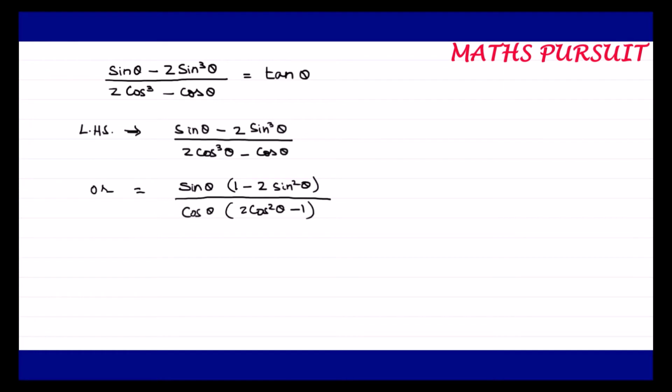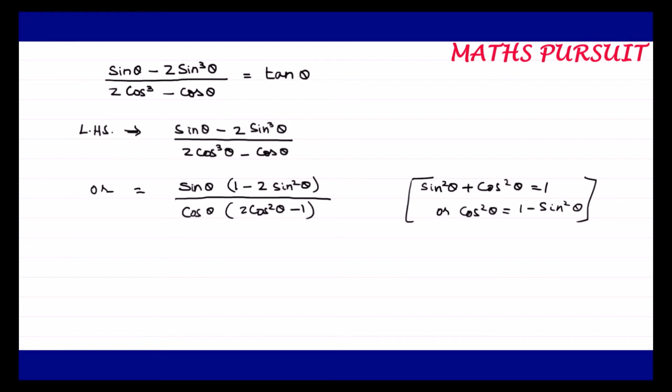Now guys, we very well know the identity. What we know? We know that sin square theta plus cos square theta is equal to 1, or I can write cos square theta is equal to 1 minus sin square theta. So if you look here, we know sin square theta plus cos square theta is equal to 1, or cos square theta is equal to 1 minus sin square theta. This is what I can write from the above given identity.